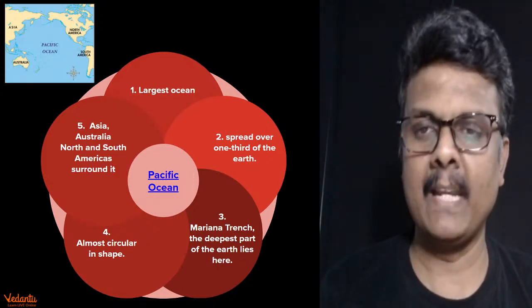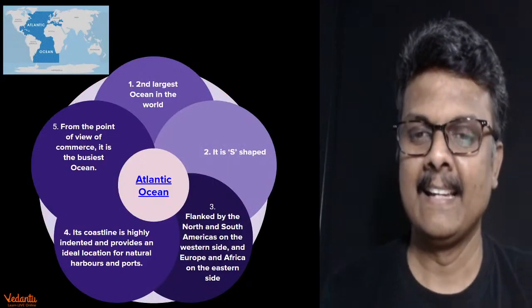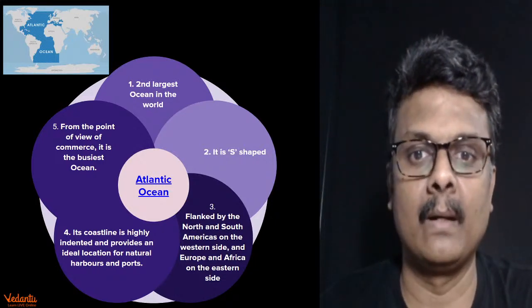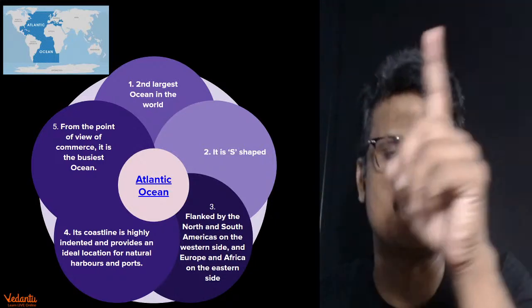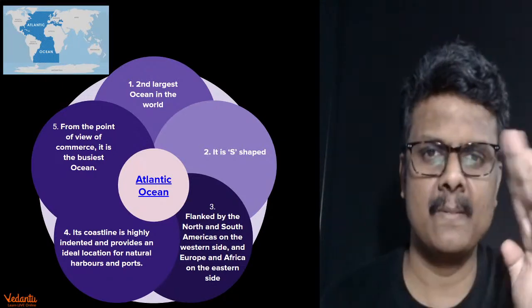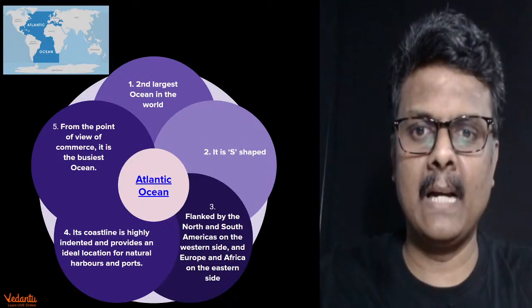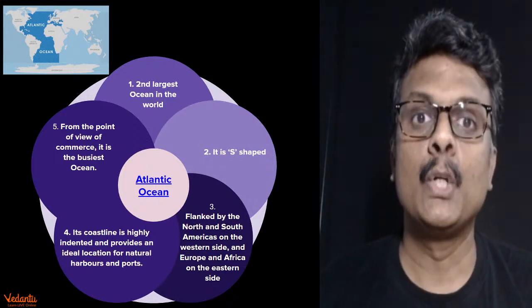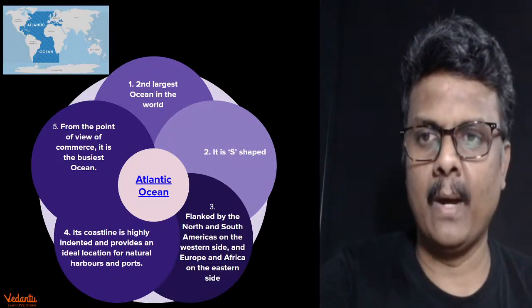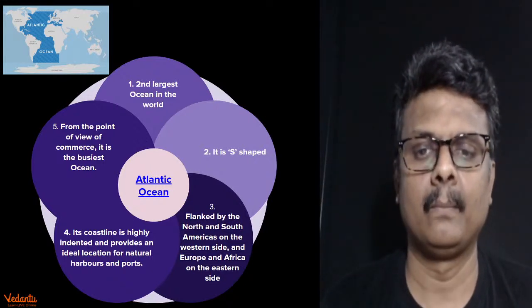Pacific means peace. Rani Kumar, thank you. Good, I like that. Second, the Atlantic Ocean is the second largest ocean in the world. Look at the picture again. It's S-shaped, if not exactly. North and South America run on the western side, and Europe and Africa on the eastern side. You can see that, right? On the left side you have North and South America, on the other side you have Europe and Africa.